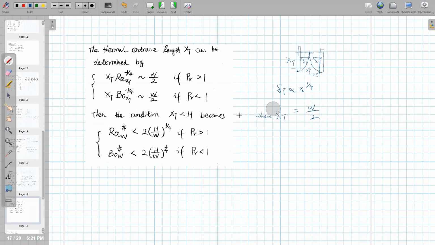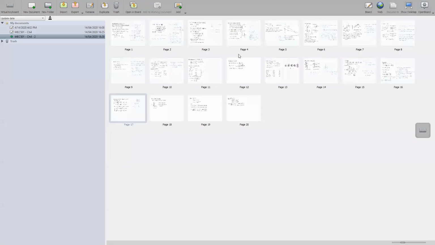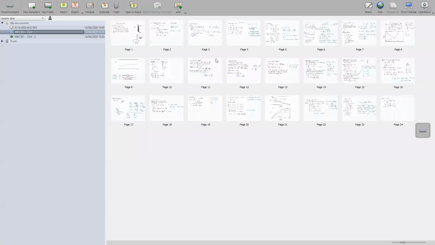From our scaling analysis, let me check the previous lecture notes. It's on that table. Where is that table? The scaling analysis table. Sorry. This one.